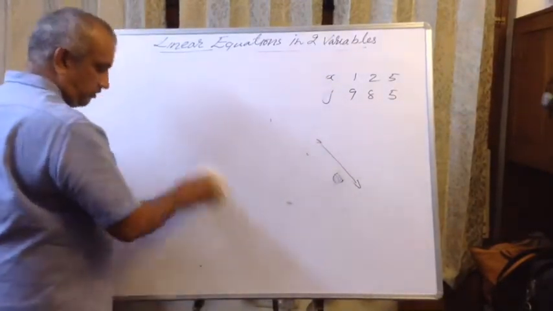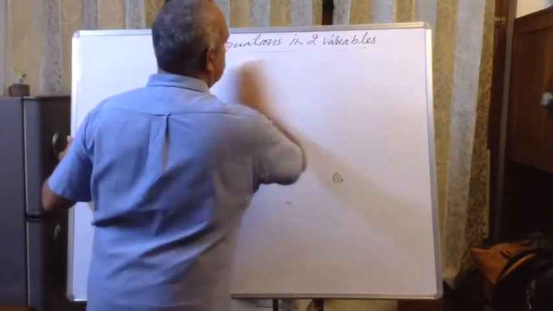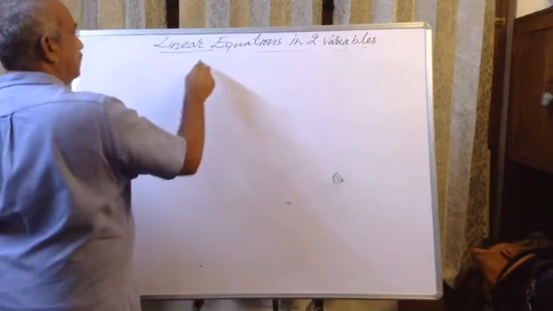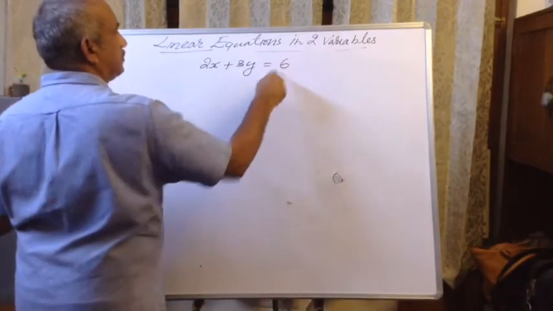Now sometimes you have to do a little calculation for finding the solutions. See, 2x plus 3y is equal to 6.